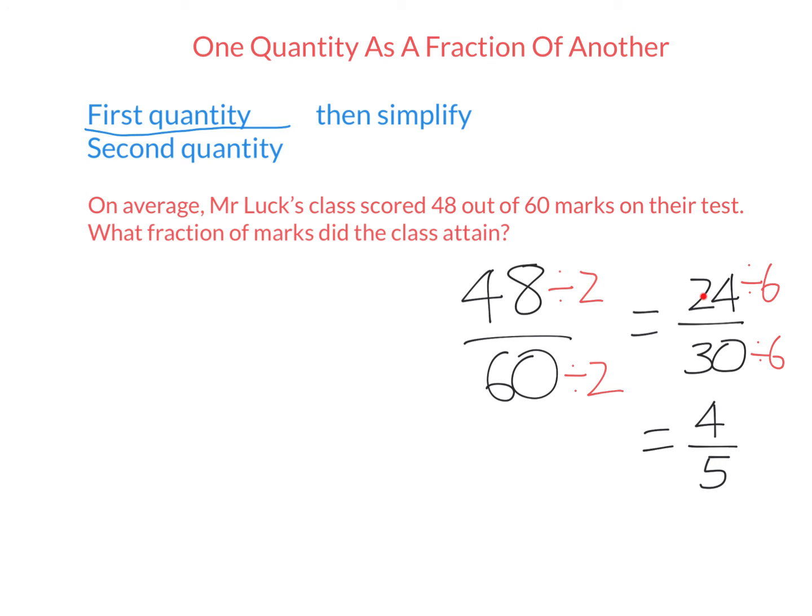I didn't do it in an extra step to confuse you. I just wanted you to know if you're in a test and you can't think of the highest common factor, just keep dividing them by any common factor until you get a fraction that can't be simplified. I can't simplify 4 over 5 because these two numbers have no common factor other than 1.